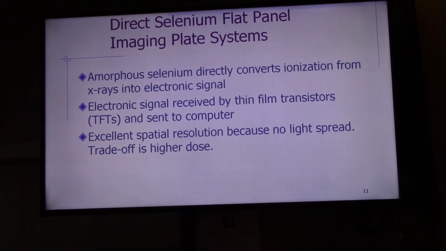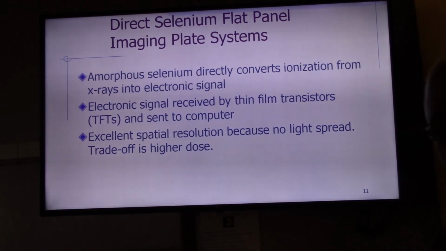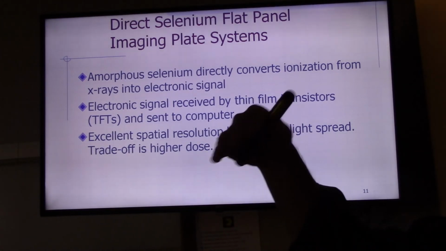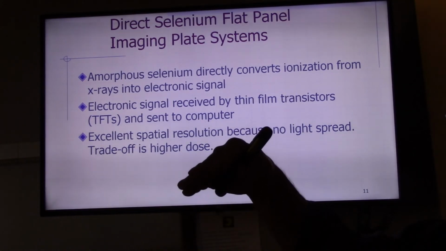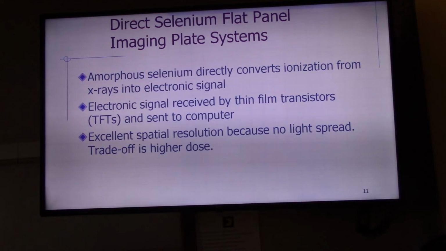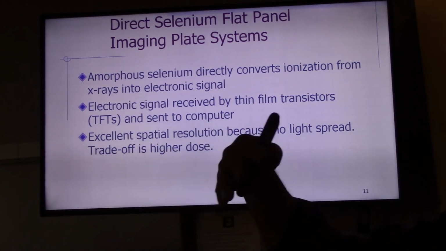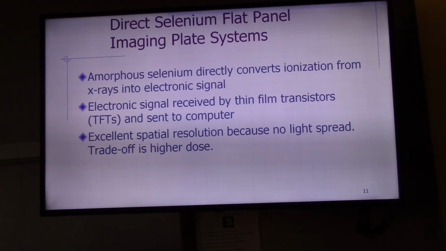Okay, now, we were talking about indirect capture. Now I want to talk a little bit about direct capture. Selenium. Selenium allows us to directly capture X-ray photons. We don't need a scintillator. Selenium is sensitive to X-rays, and when it gets ionized, it generates electrons. So we don't need the intermediate step. We can just convert directly from X-ray to electronic signal for digitization.